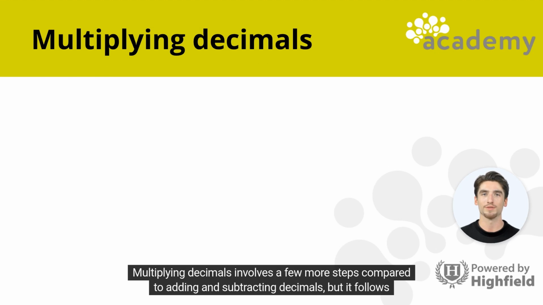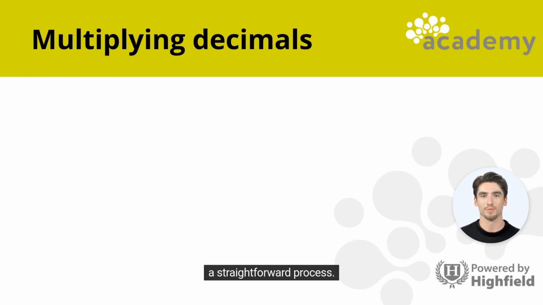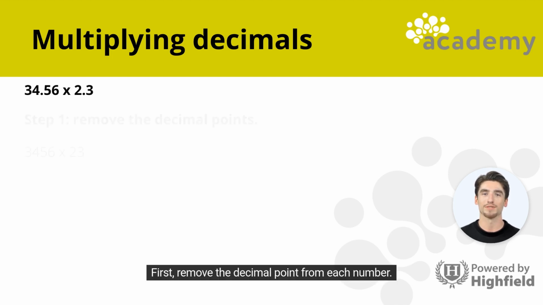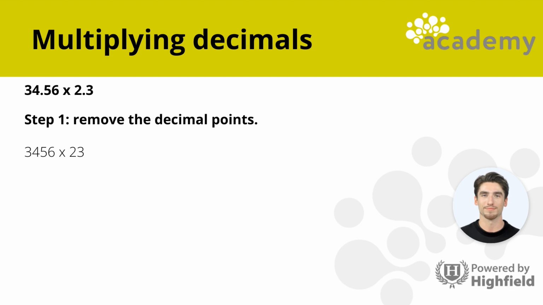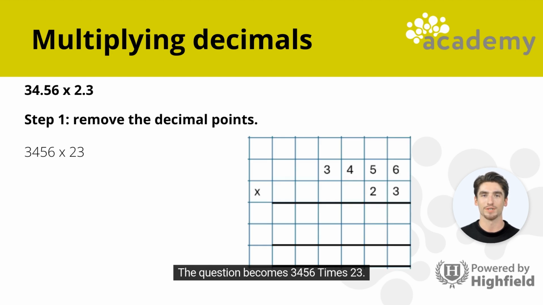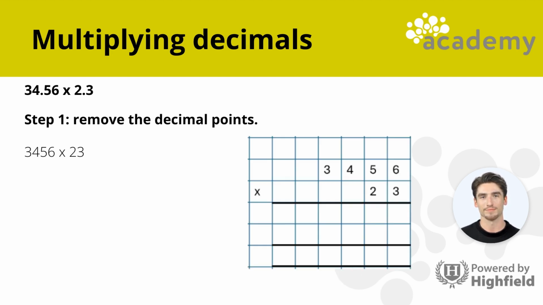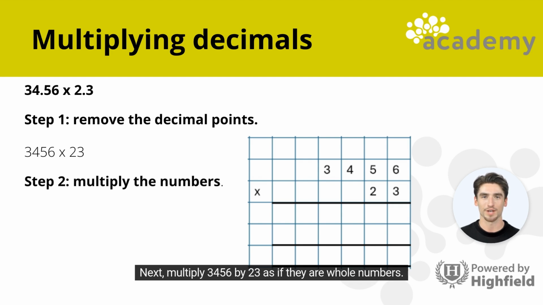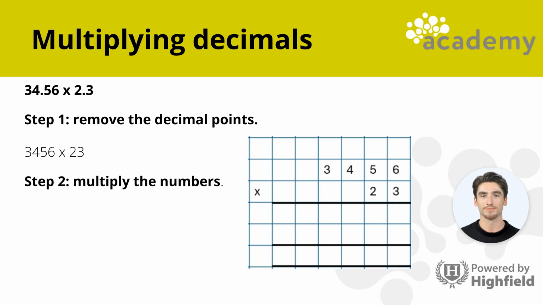Multiplying decimals involves a few more steps compared to adding and subtracting decimals, but it follows a straightforward process. Let's look at the example. 34.56 times 2.3. First, remove the decimal point from each number. Treat the numbers as whole numbers and multiply them. The question becomes 3,456 times 23. Next, multiply 3,456 by 23 as if they are whole numbers.